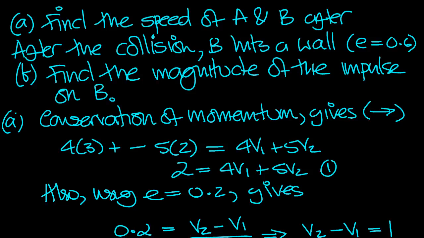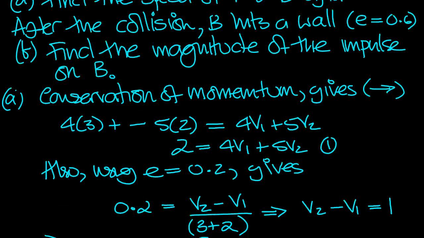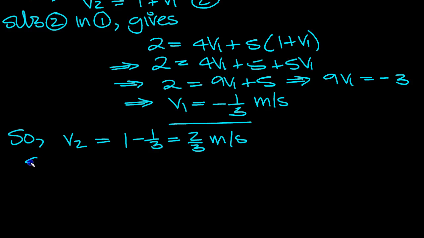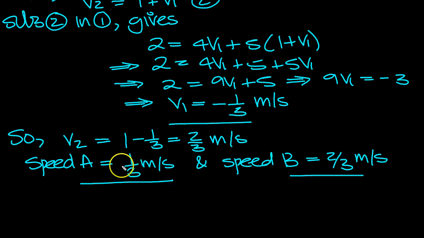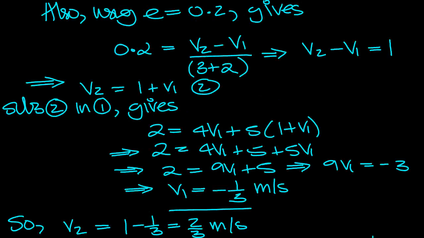So we've done that, the speed of A and B after the collision. So we better put it down as an answer. Speed of A would be 1/3 meters per second, and speed of B is 2/3. These are the velocities, of course, and these are the speeds, so we drop the minus, if there is one to drop, which was here. So that's the speeds then.